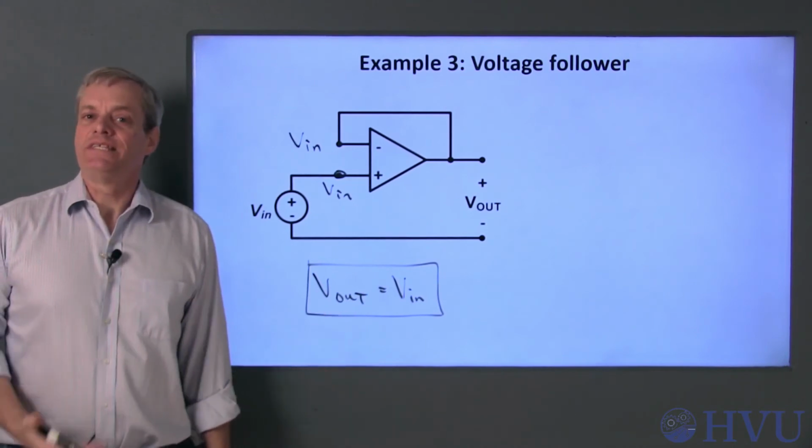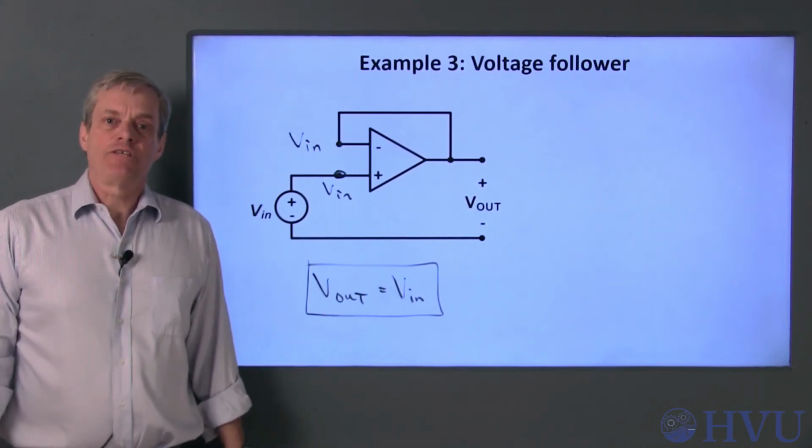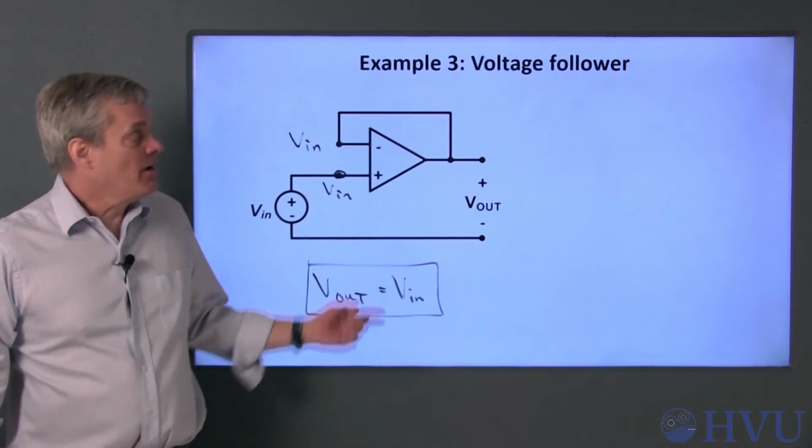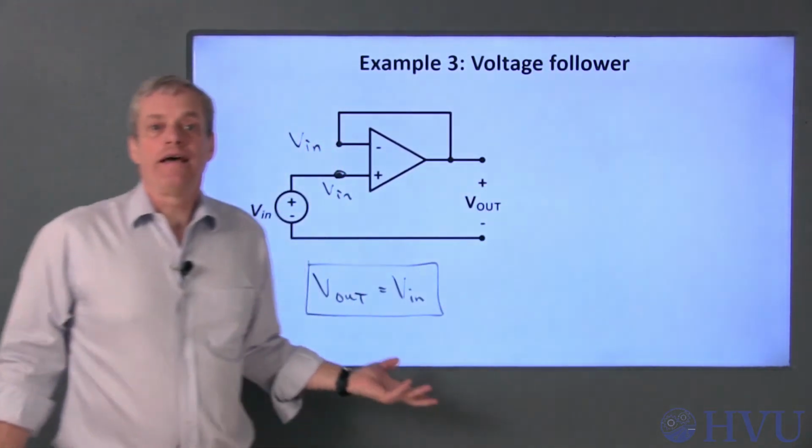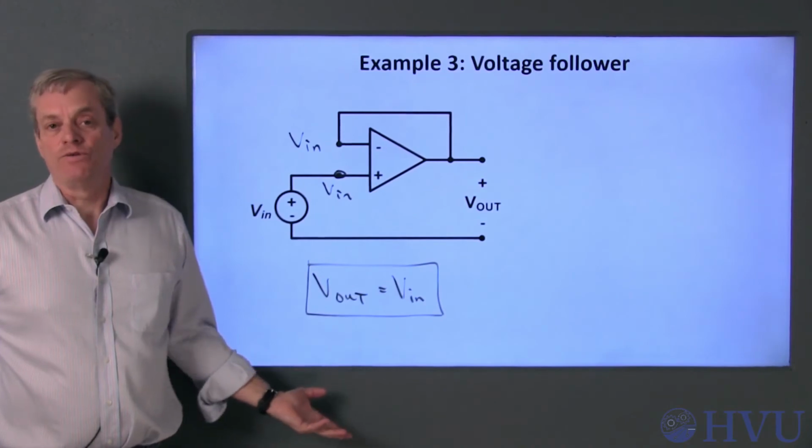The circuit doesn't really seem to be doing anything. However, this circuit is useful enough to have its own name. It's called a voltage follower. Next, I'll look at why this circuit can be useful.